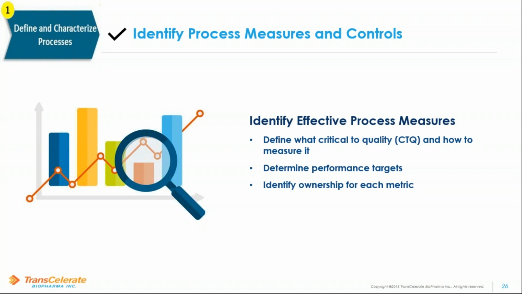Generally, quality measures should be associated with right first time and conformance to requirements. For example, study documentation completeness, on-time reporting to external authorities, and the number of data errors are reviewed as part of quality. Next slide, please.